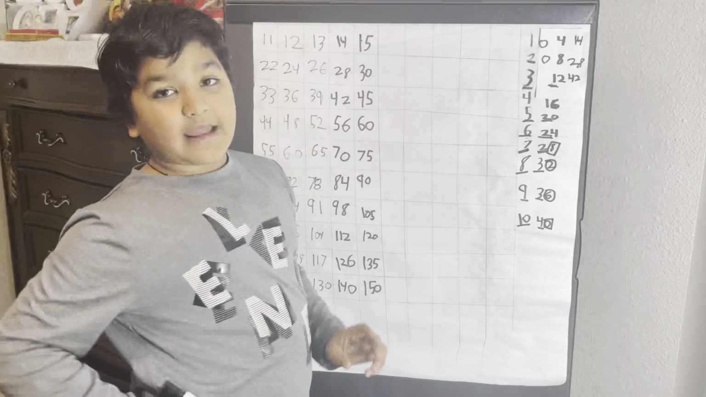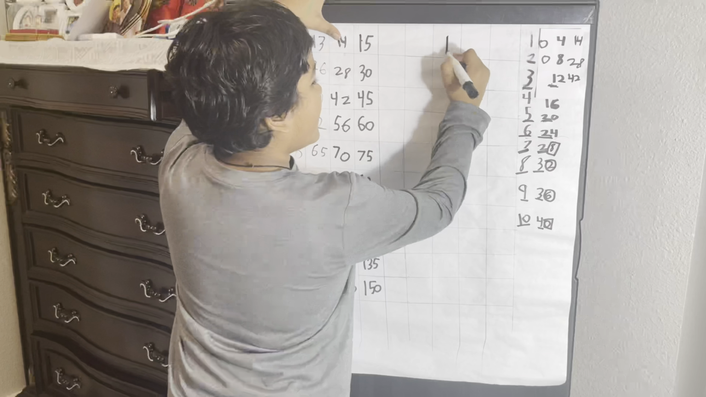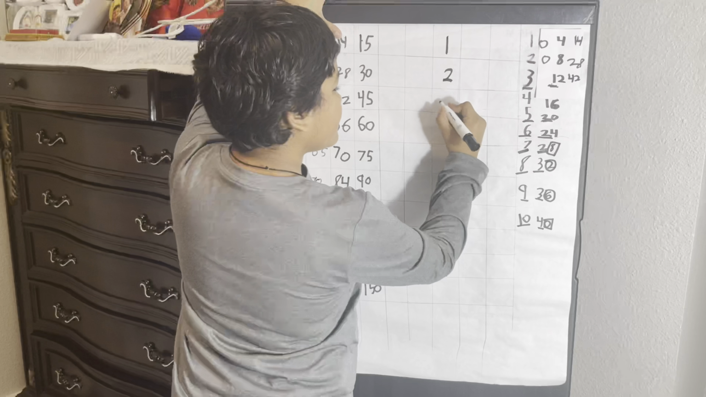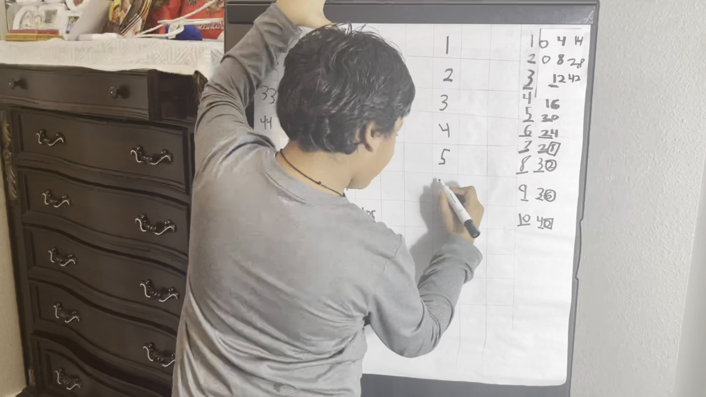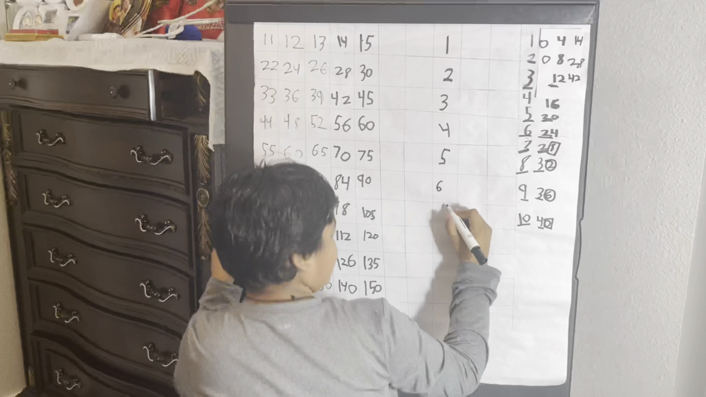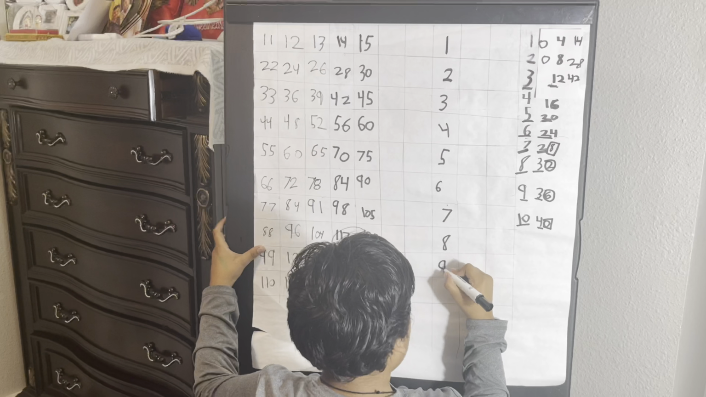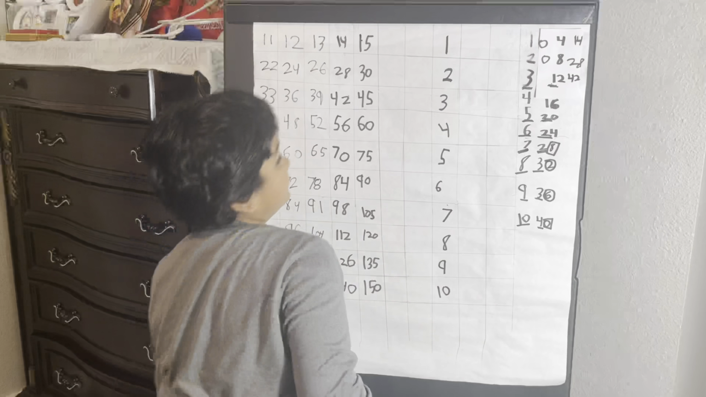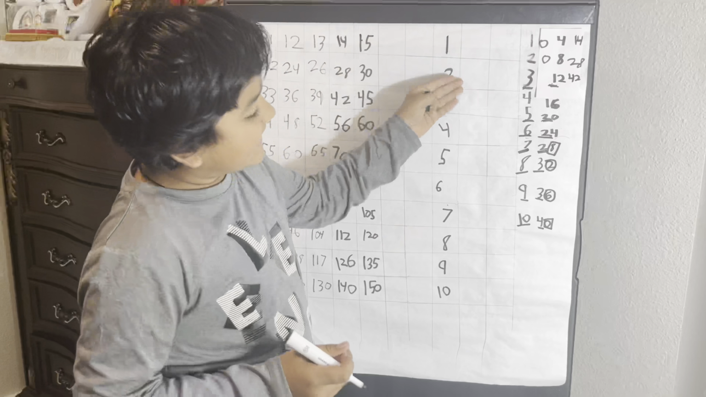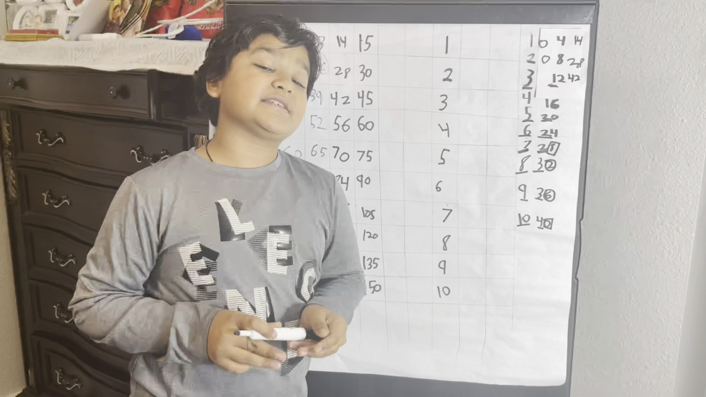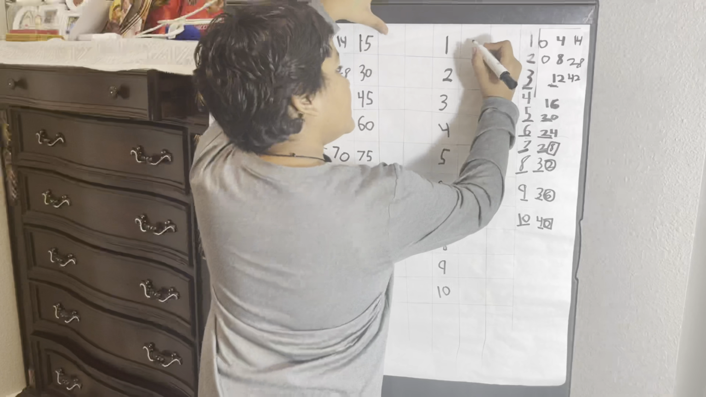So first you write the counting from 1 to 10. And it goes like 1, 2, 3, 4, 5, 6, 7, 8, 9, and then 10. So there you have the counting. And then on the second box, you write the 6 table instead of the 4 table. And now I'm going to be writing the 6 table.